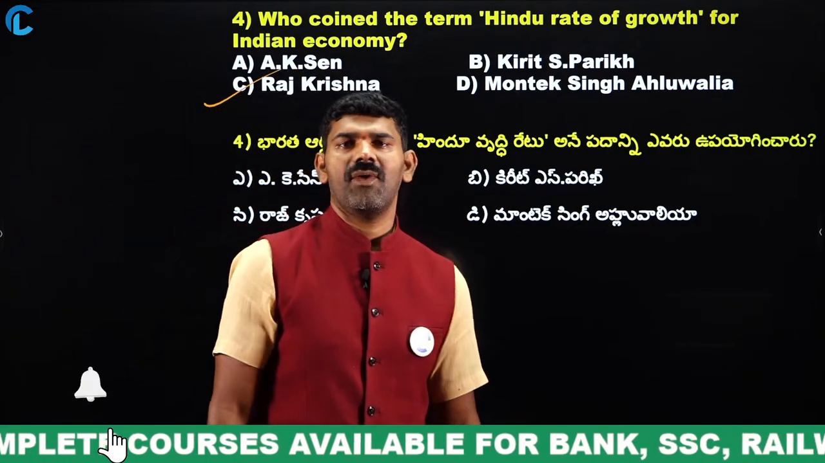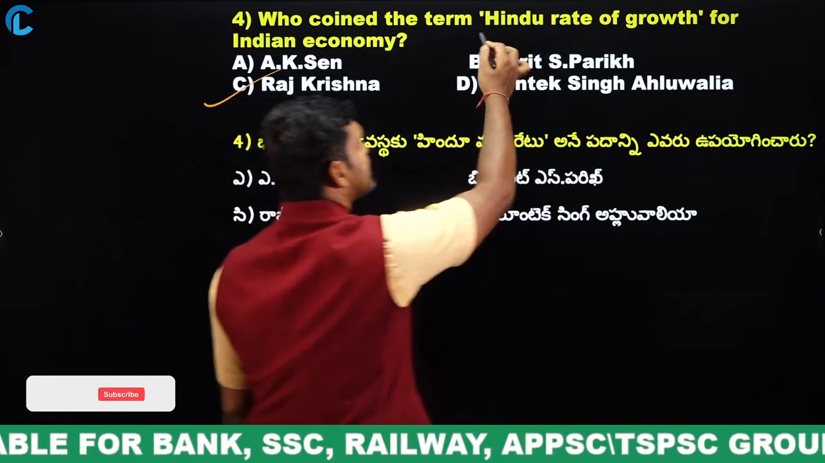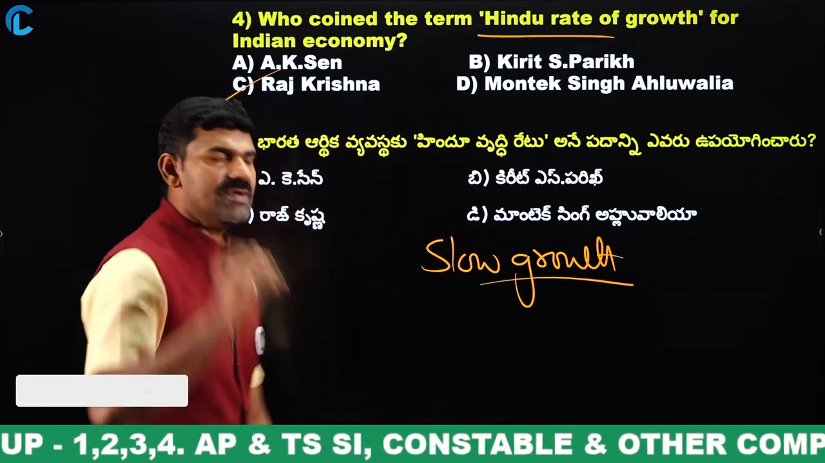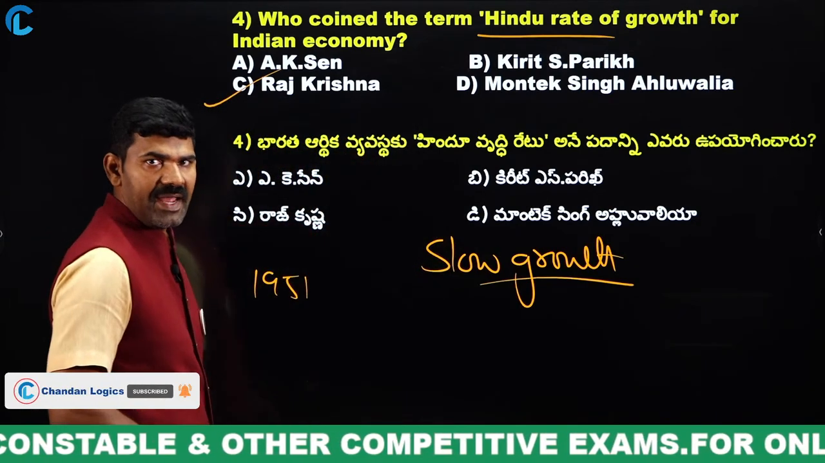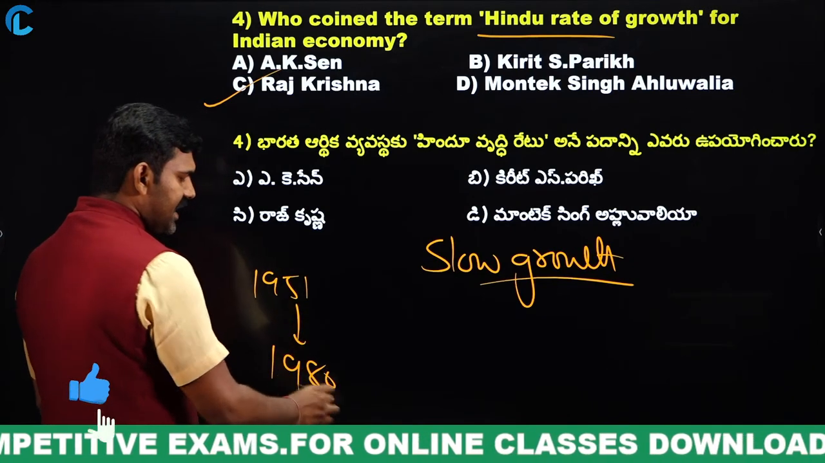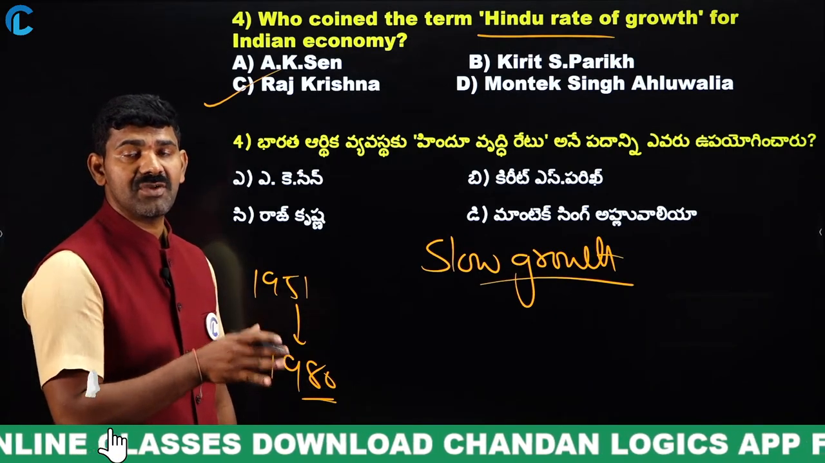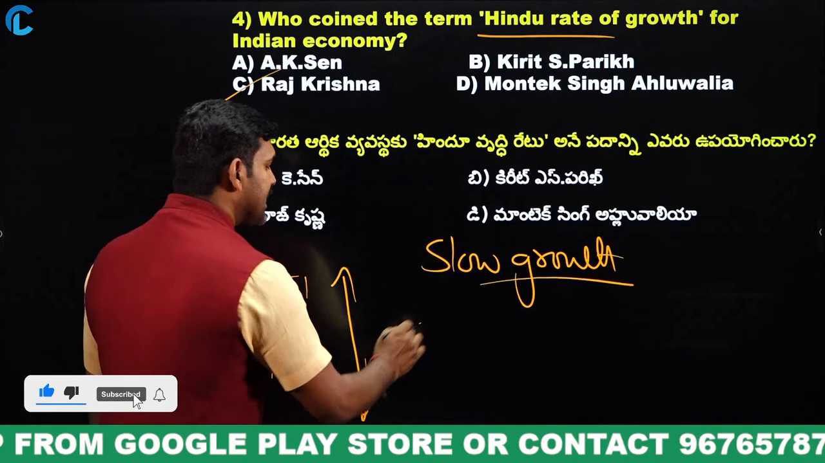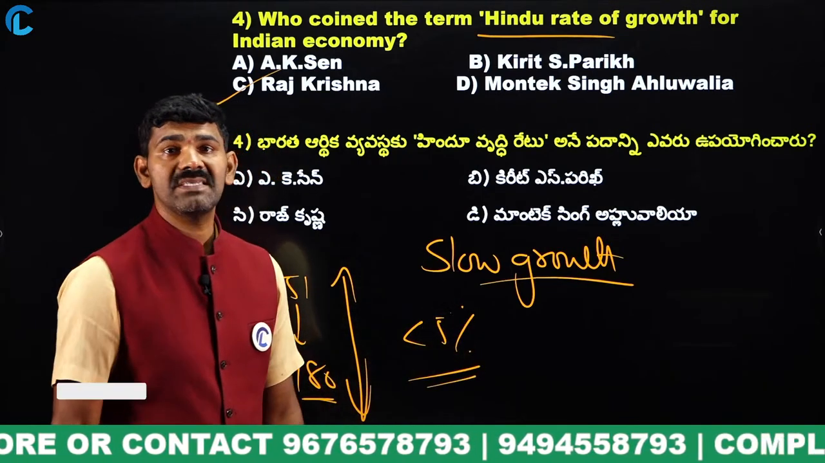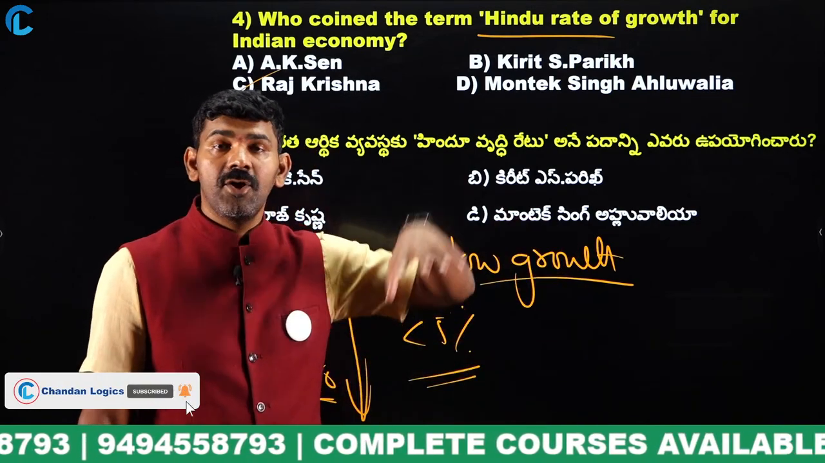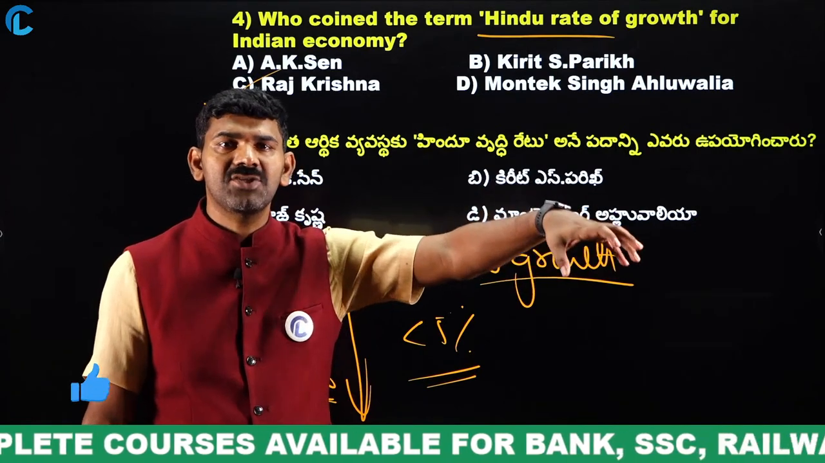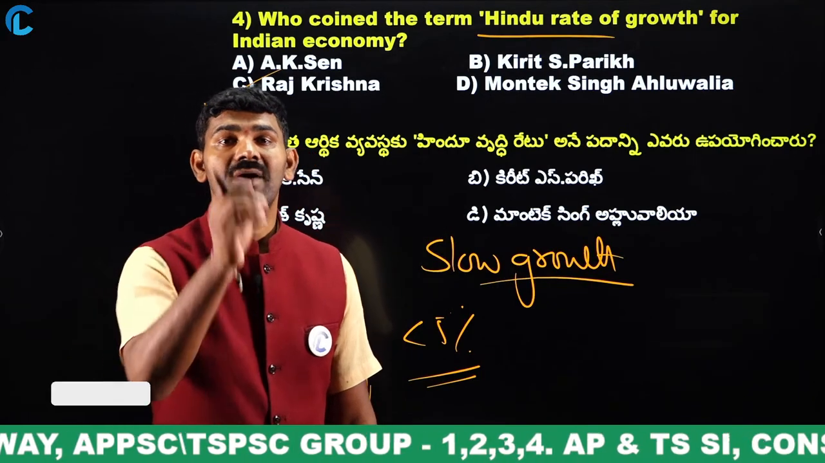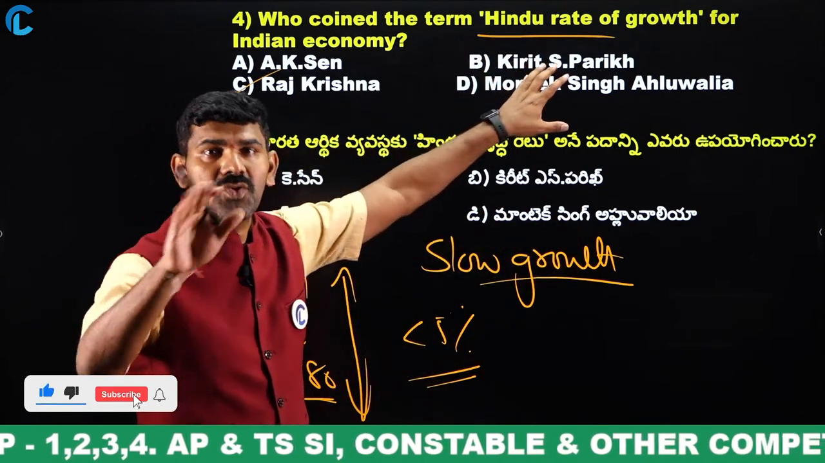Basically, let's try to understand what exactly is Hindu growth rate. Hindu growth rate is a term to show slow growth rate. From 1951, when we started the first five-year plan, till 1980, when we completed the rolling plan after the fifth five-year plan, in this complete 30 years India never crossed 5% growth rate. India always had less than 5% growth rate. So all over the world, when they wanted to show that a country had a low growth rate, they used to compare with India. They would say, you are having a Hindu growth rate, meaning a very poor growth rate.